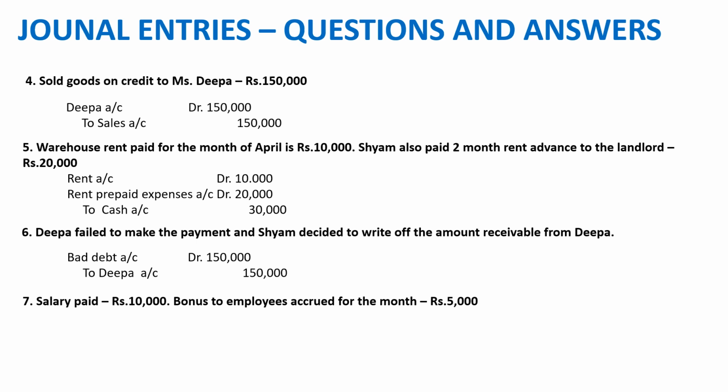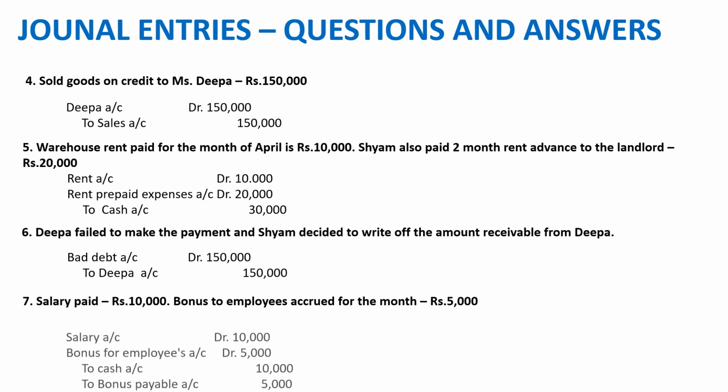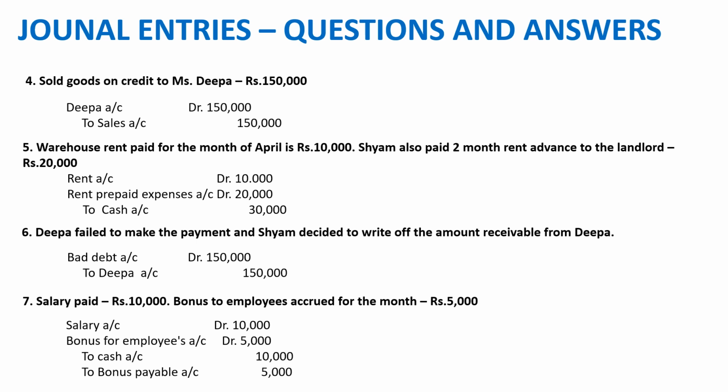Next transaction, salary paid 10,000, bonus to employees accrued for the month is 5,000. That means salary is paid by cash, bonus only accrued, not released, not paid, right? What is the entry here? Salary account debited because all expense has to be debited 10,000. Bonus for employees, this is also an expense 5,000 debit. To cash 10,000 because asset reduced, cash is an asset reduced, hence credit to cash 10,000 and to bonus payable 5,000. Why? Because this is a liability and there is an increase of liability by 5,000 because the business has to pay in future to the employees. So 5,000 is credited here.